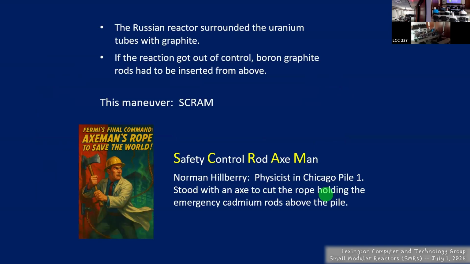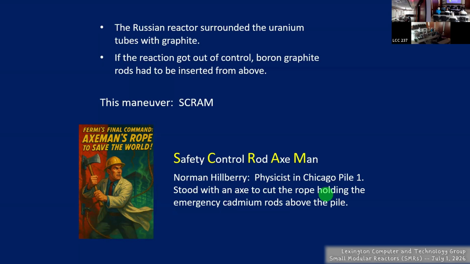Now, the Russian reactors surround their tubes with graphite. If the reaction got out of control, boron graphite rods had to be inserted from above. There's lots of elements you can use: cadmium, indium, a lot of stuff. They use boron. And they have this called the SCRAM maneuver, Safety Control Rod Axe Man.